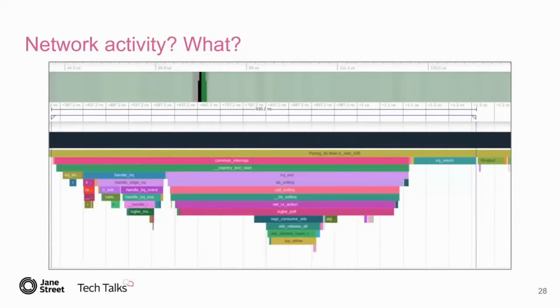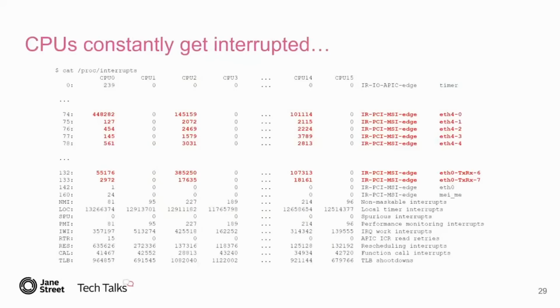But that's kind of weird, right? Our application is not networked at all. It's exchanging memory over a shared virtual address space. What is going on here? Turns out that CPUs constantly get interrupted. When a network card receives a packet, it somehow has to let the CPU, the kernel, know, hey, you have a packet, please dispatch it to whatever application cares about it. And the way it does this is through interrupts.